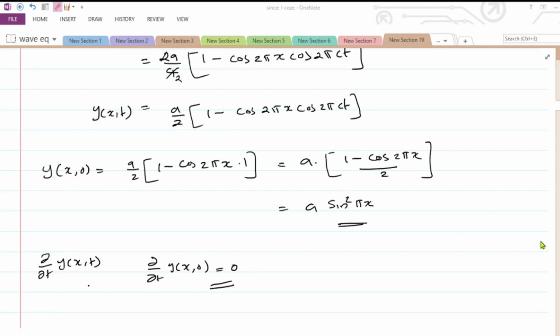Okay, so this is all about D'Alembert's solution for the one-dimensional wave equation. So next is the heat equation. We'll move to the next section, the one-dimensional heat equation.